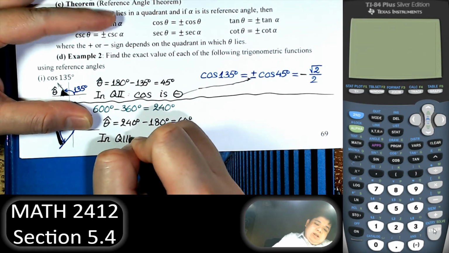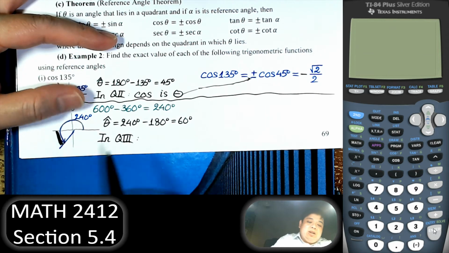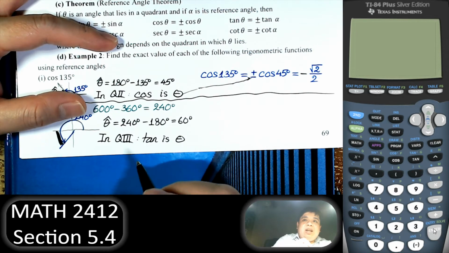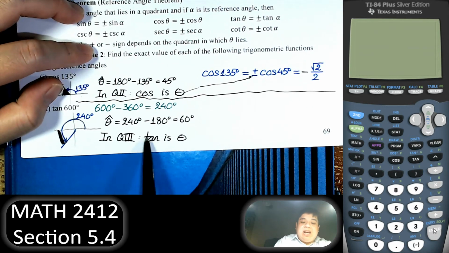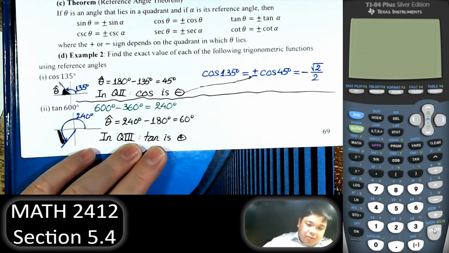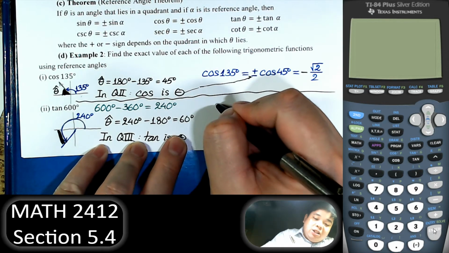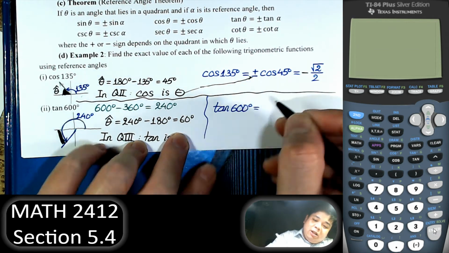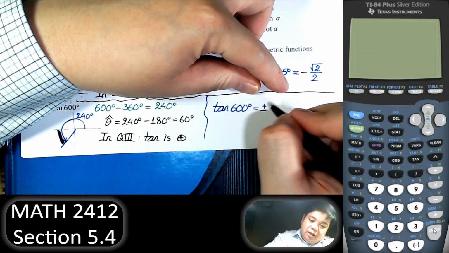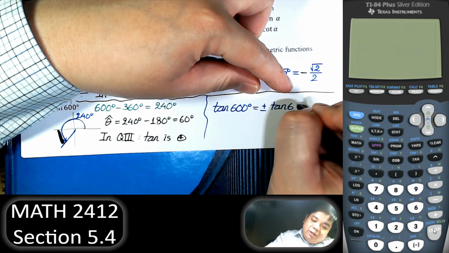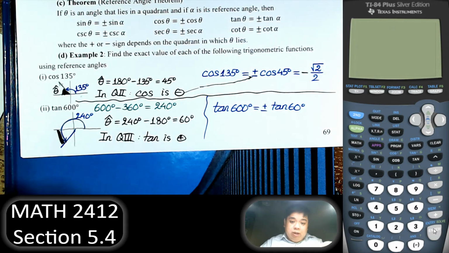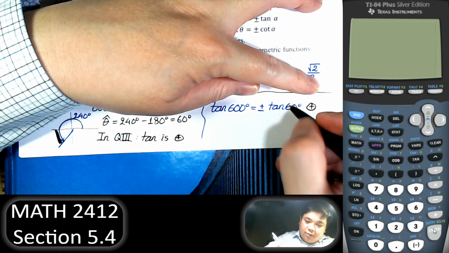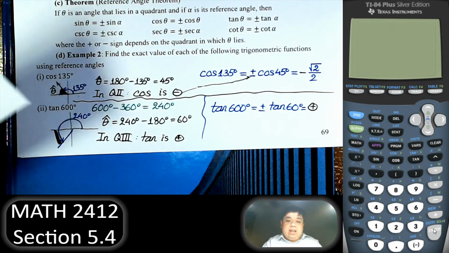So in quadrant 3, tangent is positive. Remember, All Students Take Calculus. In quadrant 3, tangent is positive. After all of that, we say tangent of 600 degrees will be the same as plus or minus tangent of the reference angle. And we know it's going to be positive, because we're in quadrant 3, and tangent of 60 degrees.